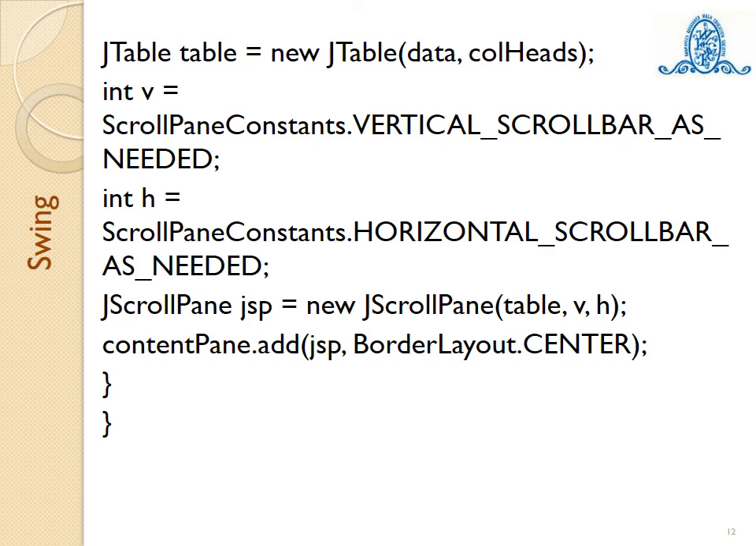Then the JScrollPane object is created as JScrollPane JSP is equal to new JScrollPane, and then the component to which the JScrollPane is applied, that is my table, so table comma v comma h. And then finally this scroll pane will be added on the applet window using contentPane.add(JSP, BorderLayout.CENTER), which is the region in which this component will be added.